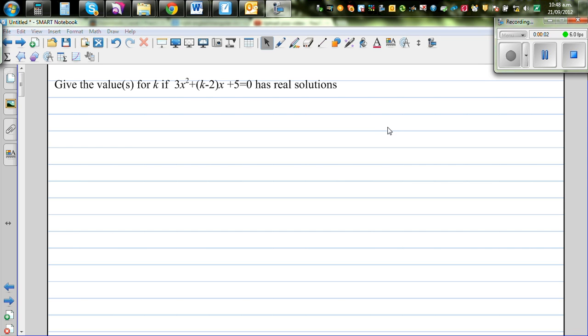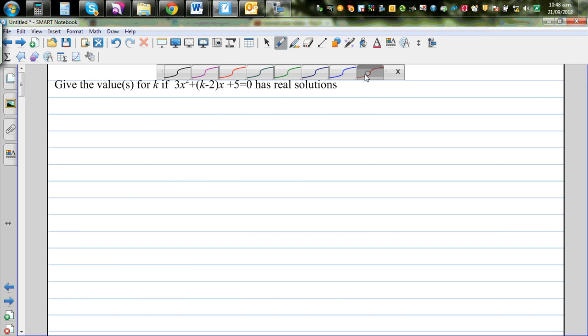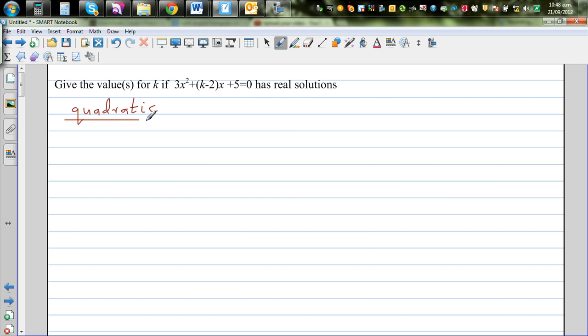Give the value or the values of k for which 3x squared plus (k minus 2)x plus 5 has a real solution. Now, what does this mean? Real solution means this is a quadratic equation. One thing that should be clear is this is a quadratic equation. So in simple language, the question is, when would a quadratic equation have a real solution?